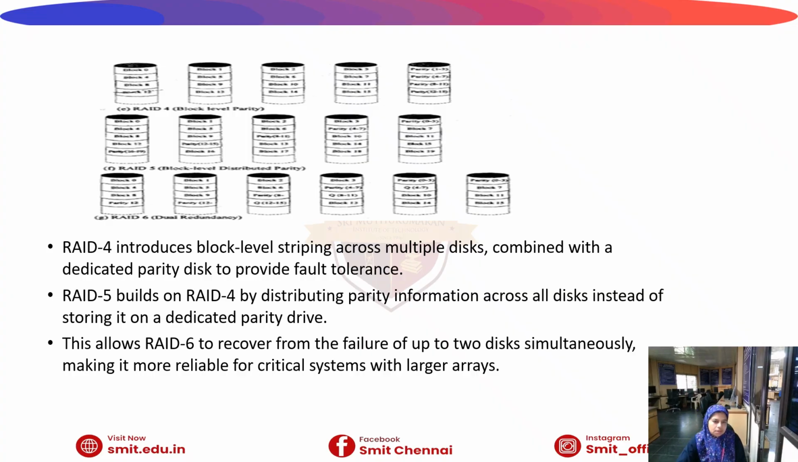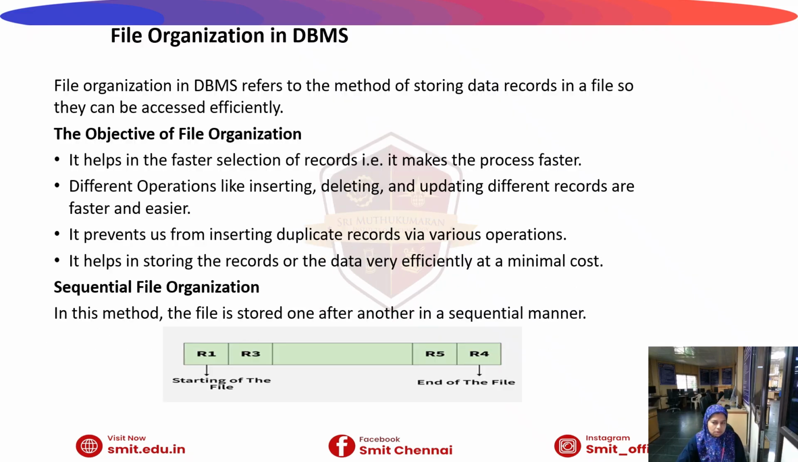So these are the RAID levels, redundancy across disks.